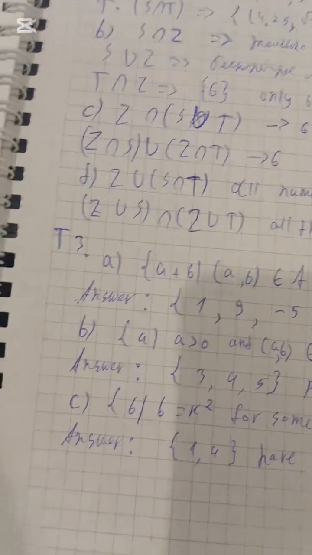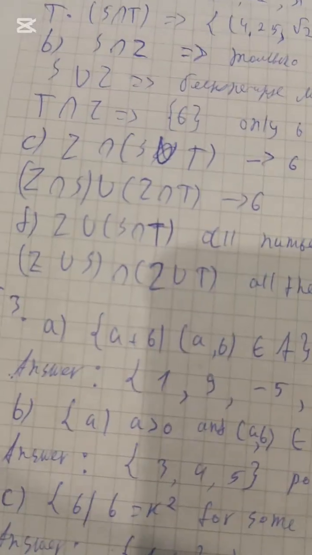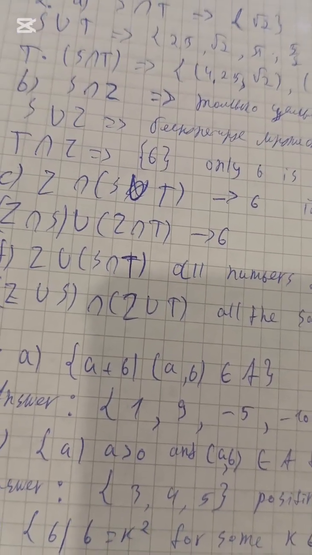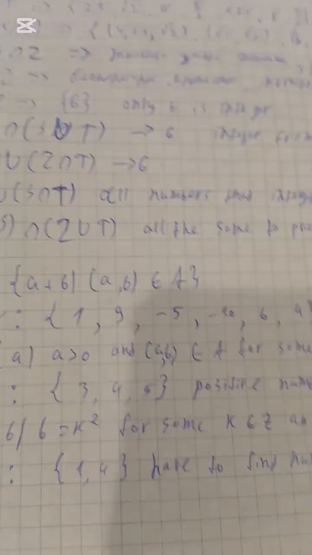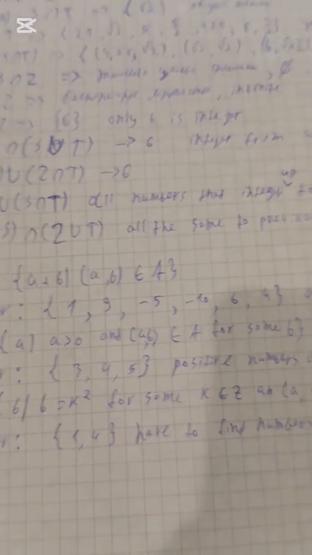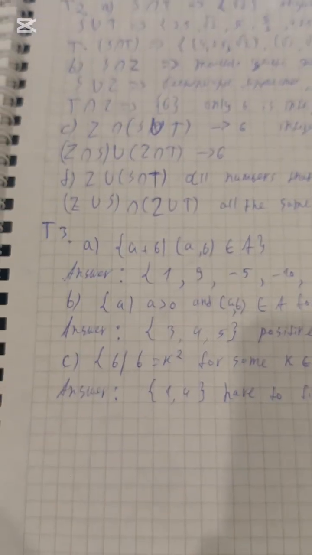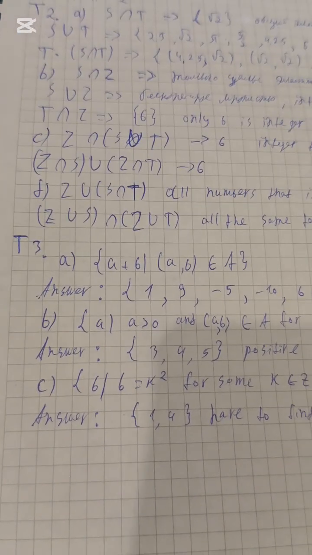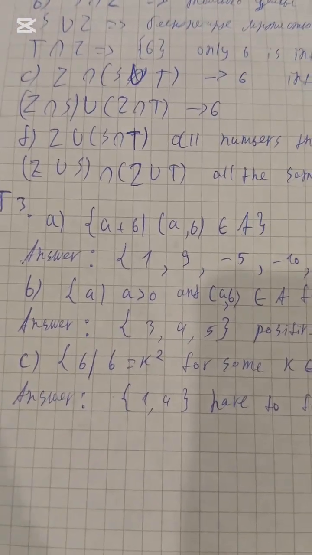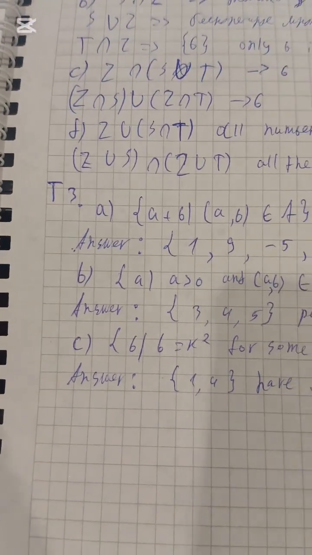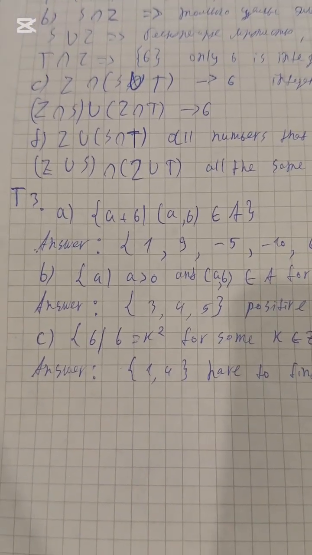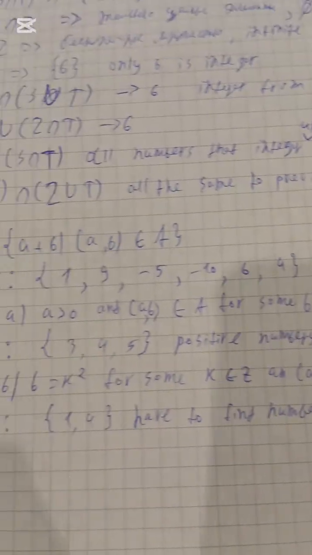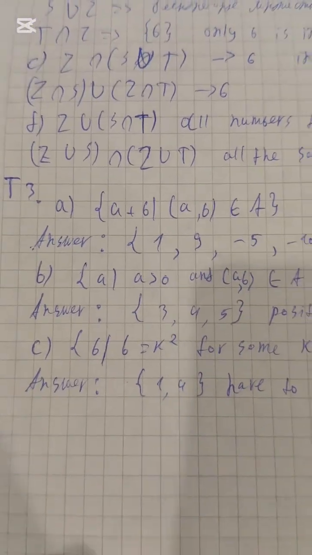Moving to the third task, A is about sums of A plus B in each set, so the answer will be like that. And in B it's only positive numbers of A, and it will be 3, 4, 5. In C it's numbers that can be squared, no, that can be a power of another number.